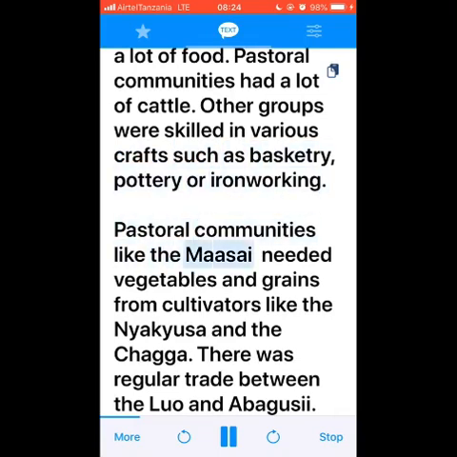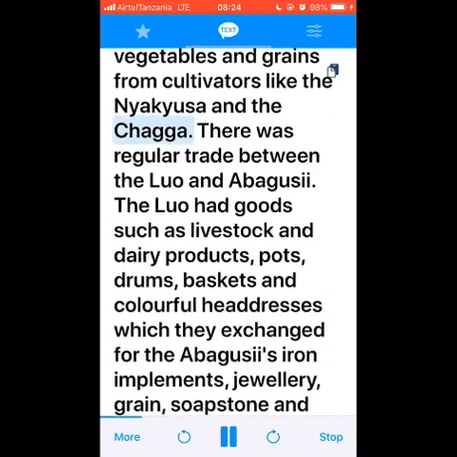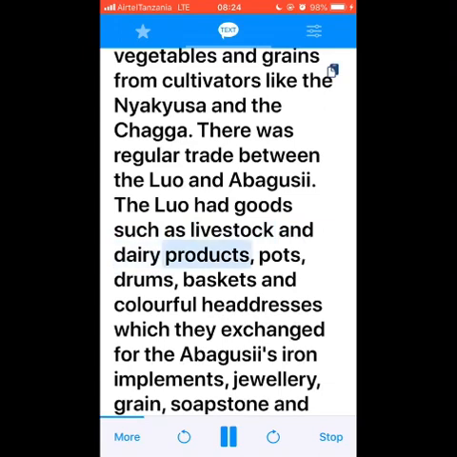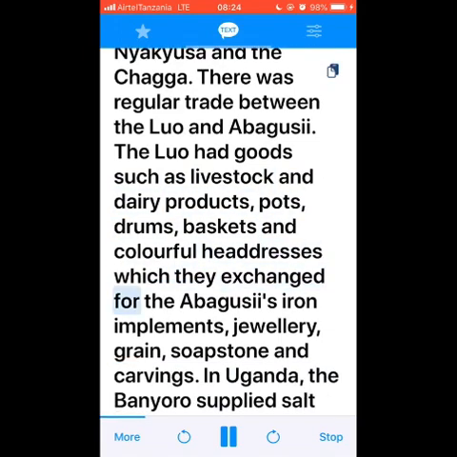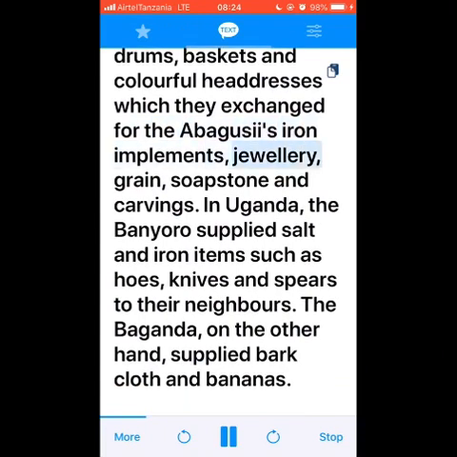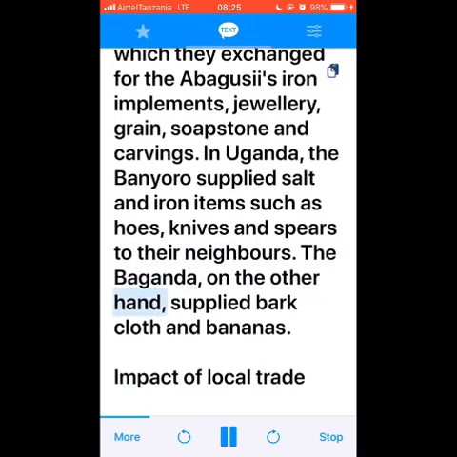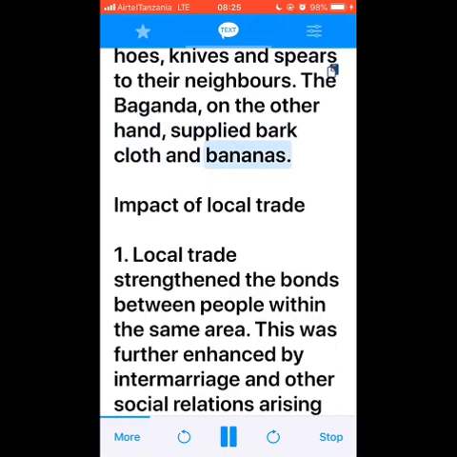Pastoral communities like the Maasai needed vegetables and grains from cultivators like the Nyakyusa and the Chagga. There was regular trade between the Luo and Abagusii. The Luo had goods such as livestock and dairy products, pots, drums, baskets and colourful headdresses which they exchanged for the Abagusii's iron implements, jewellery, grain, soapstone and carvings. In Uganda, the Banyoro supplied salt and iron items such as hoes, knives and spears to their neighbours. The Baganda, on the other hand, supplied bark cloth and bananas.